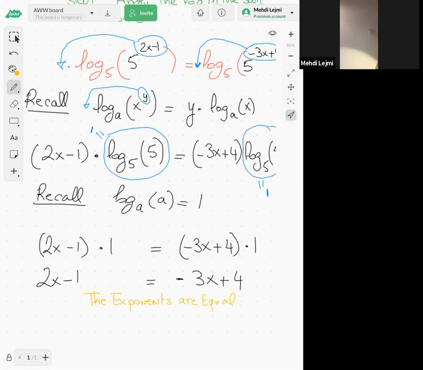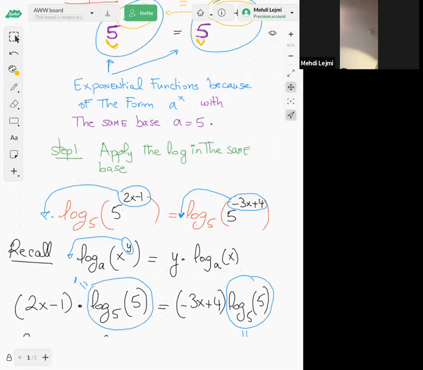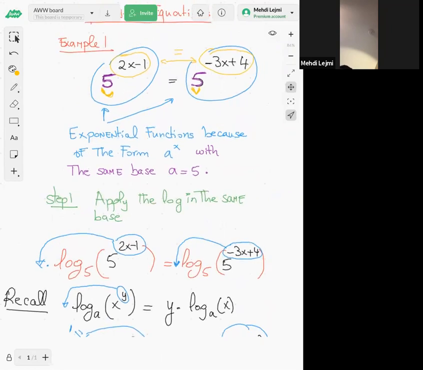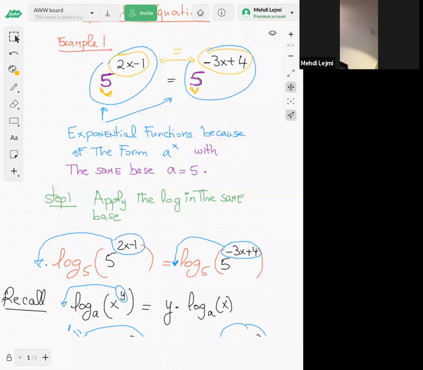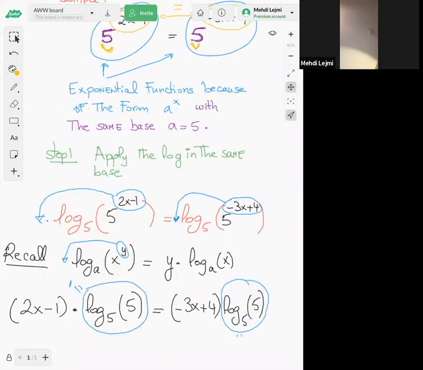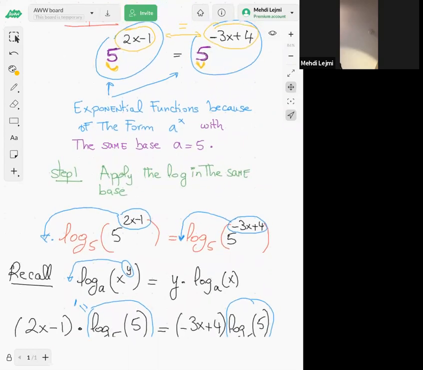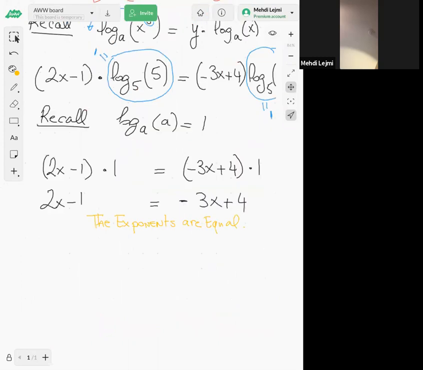But of course, this is under the condition that we have the same base, right? We're going to see in the next example when you have an exponential equation but you don't have the same base. You have two exponential functions with different bases, okay? So when you have the same base, the exponents are going to be equal, and so now I can just solve for x.